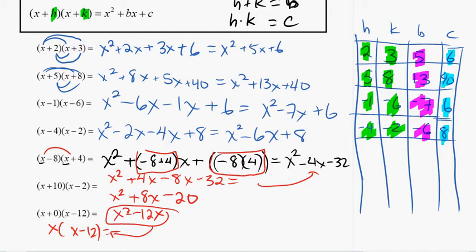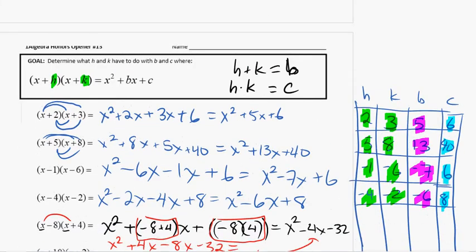So this problem helps you take what you used to think, which was that 2h equals b. Well, that is true, but really what you were doing is h plus h equals b when you had x plus h squared. You're just adding the h's, and then you are squaring h to get c, which is just the same as h times h.